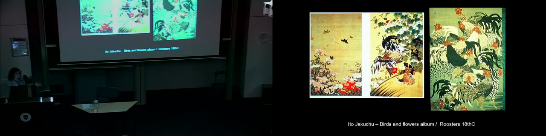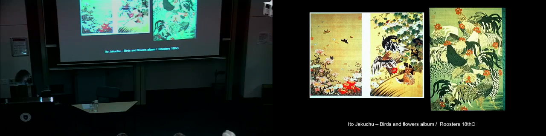So in Japan, and we're now transiting through to Japanese style, which is somewhat different, Ito Jakuchu made lots of albums of the natural world, insects, fish, you name it, he painted it. So we have beautiful albums. This is a whole set of roosters here with all the patterns of all their plumage. And we've got roosters here, birds and flowers and butterflies.